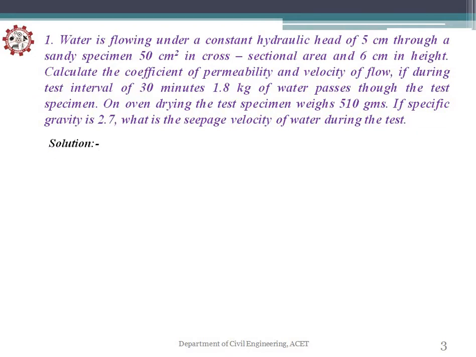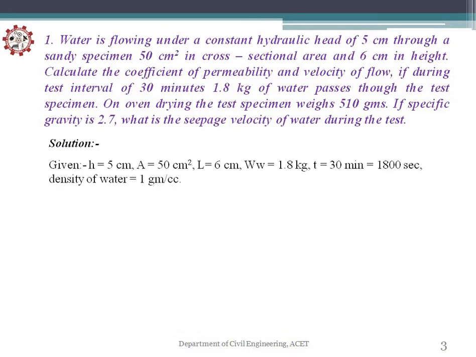So let us see how we can solve this numerical. Firstly we will write down all the given values. Height is given as 5 centimeter, area of the specimen is 50 centimeter square, and length is 6 centimeter. You need to calculate the coefficient of permeability and the velocity of flow V. T is 30 minutes, in which 1.8 kg of water passes through the specimen. That means weight of water equals 1.8 kg, and time is 30 minutes.